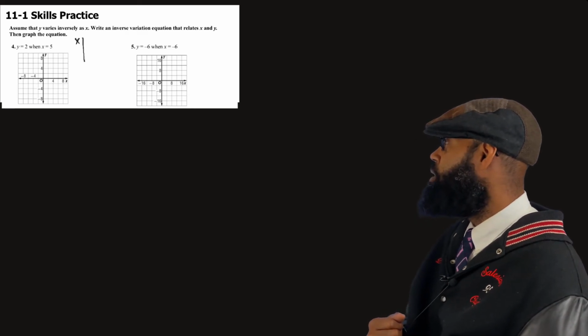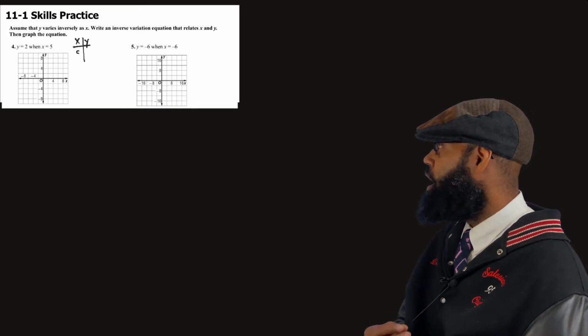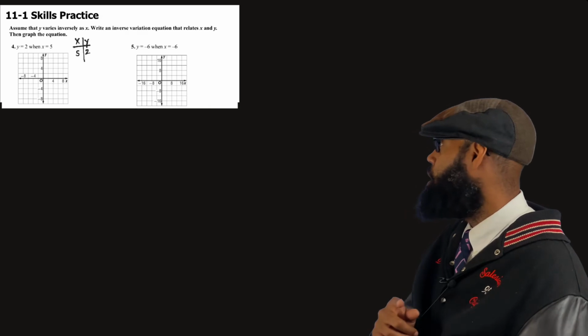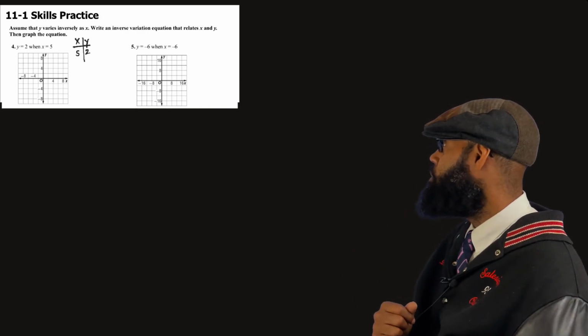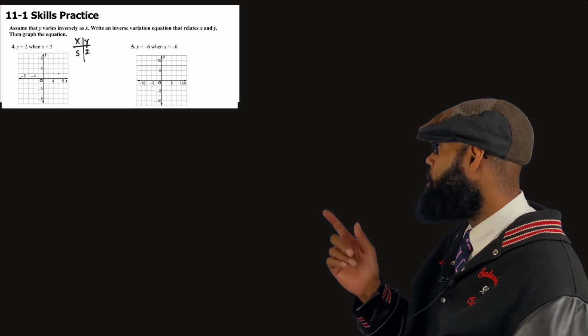An inverse variation, it doesn't matter, it's always gonna give me 10. So 5 times 2 is 10. What else will give me 10? Well, let me plot it.